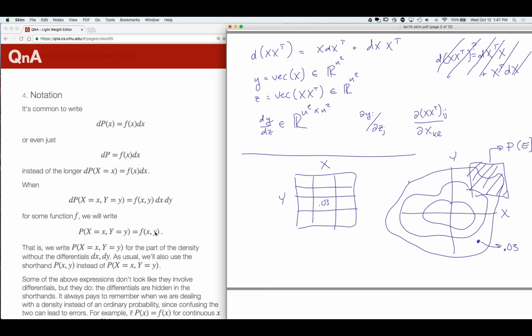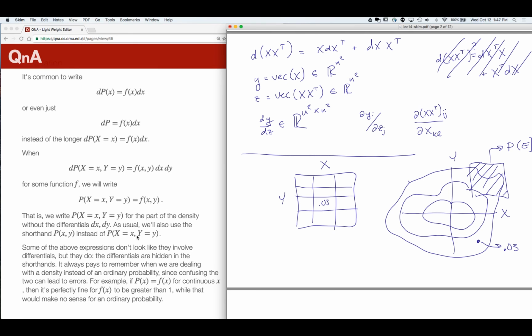You could write an expression that looks exactly like this in the discrete case, just that x and y would range over some discrete set instead of over, say, the real numbers. So this completely hides the fact that we're working with differentials, but it's always a good idea to remember that the differentials are still there, because if not, you can make errors.